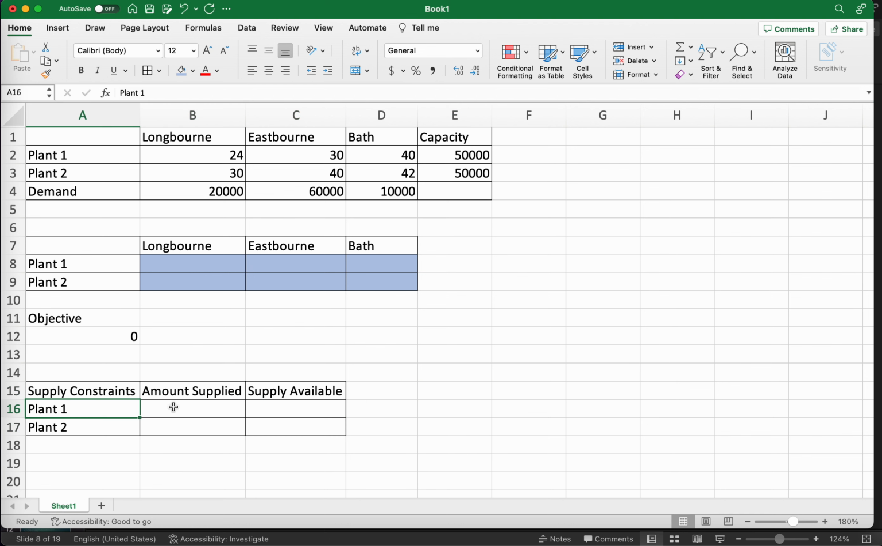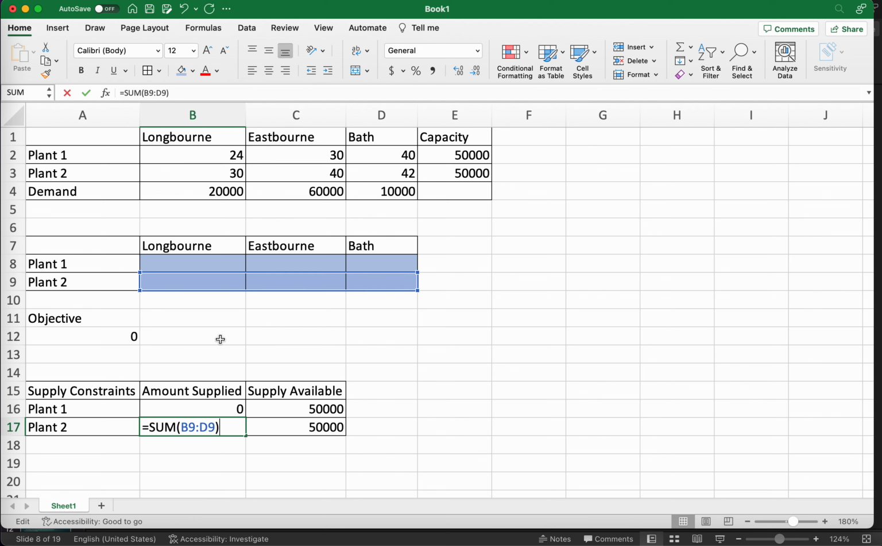For plant 1, I'm going to say, what is the total amount supplied out of plant 1? It has to be less than or equal to the supply available, which is its capacity, right? So supply available is just equal to its capacity. The total amount supplied out of plant 1 is the amount supplied from plant 1 to Longbourn, Eastbourne, and Bath. So you add up all the values transported from plant 1 to the 3 locations, and that has to be less than or equal to the supply that's available. Just copy these formulas down and that should work.